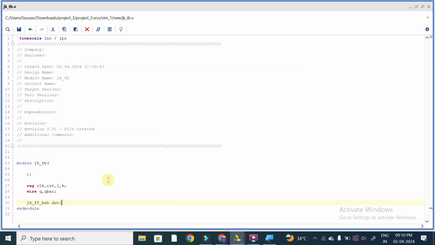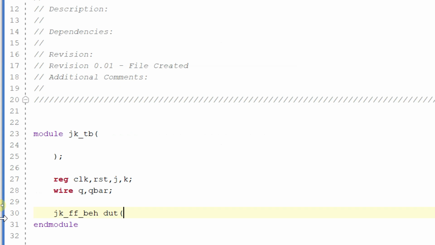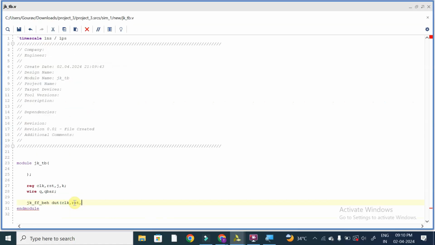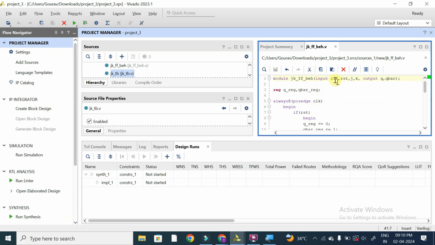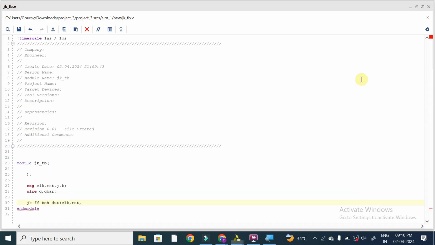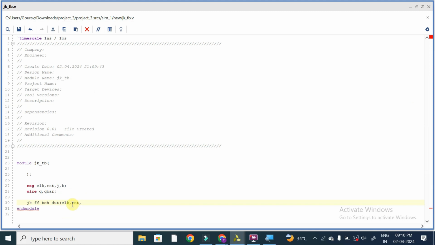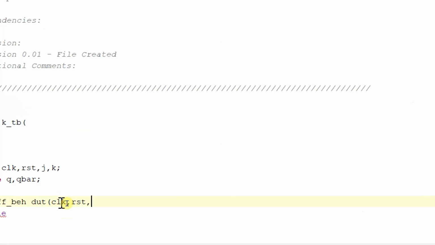This is my instantiation. First step is to instantiate our design. This is the module name and this is the instance name. I'm doing positional instantiation, so according to the position, at the first position we have clock, reset, j, k. So I'm instantiating by position: clock, reset, j, k, q and q bar.